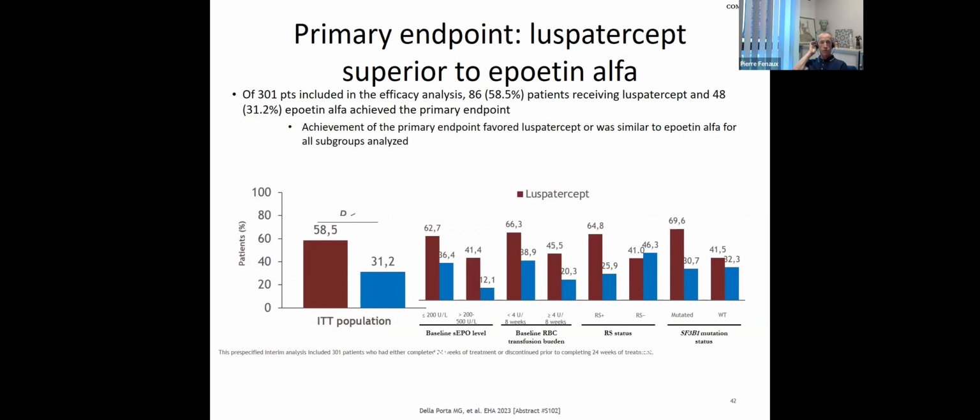Now, there was an advantage for luspatercept in patients who had low or high baseline serum EPO level, also depending on the transfusion requirement. But the main issue is that the difference is very significant, 65% versus 26%, in patients with ringed sideroblasts, whereas in RS negative patients, as you can see, there's no obvious difference. And of course, this is reproduced by SF3B1 mutation, which is equivalent to the ringed sideroblast status.